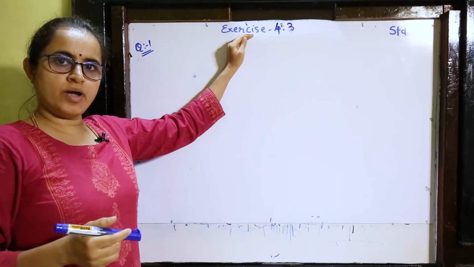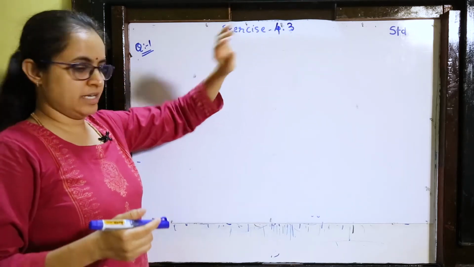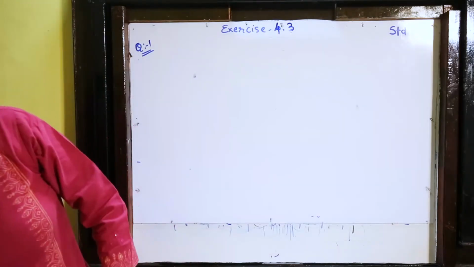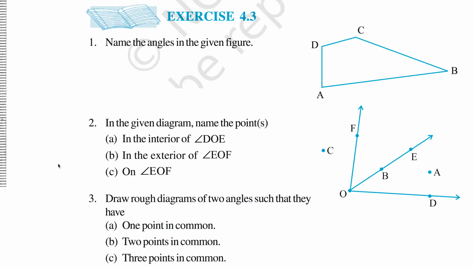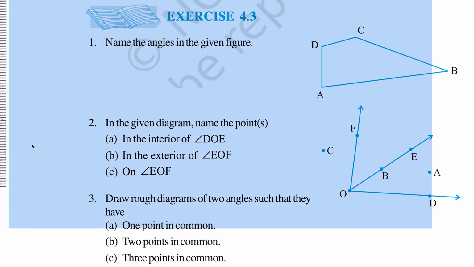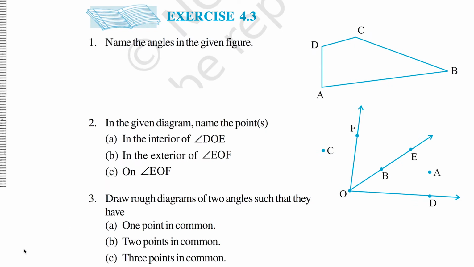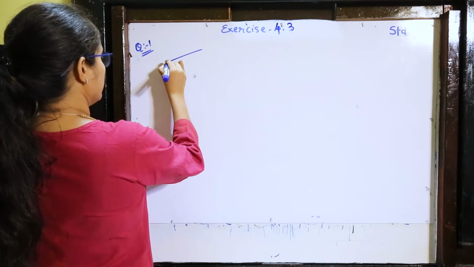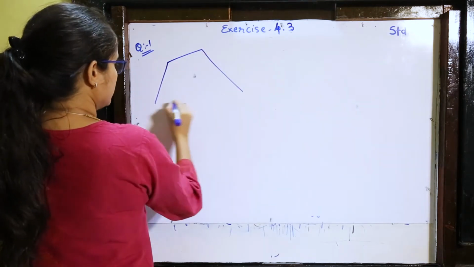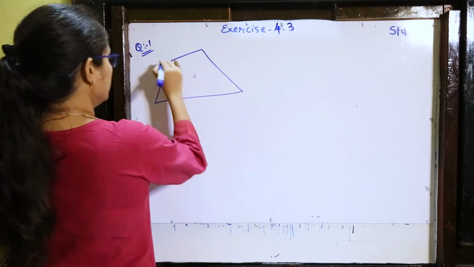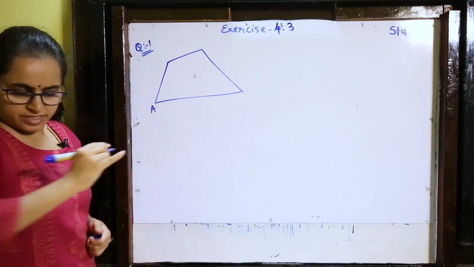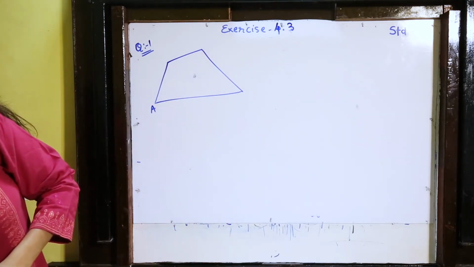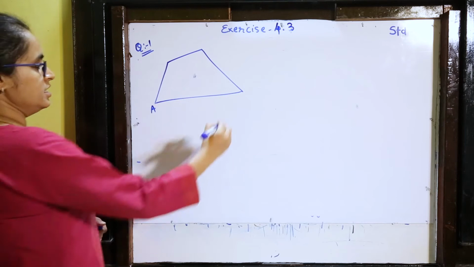Now we move on to exercise 4.3. In question number 1, it is written, name the angles of the given figure. There is one figure given to you. I am drawing that figure for you. It is somewhat like this. You also draw it if possible, and the figure is angle ABCD.